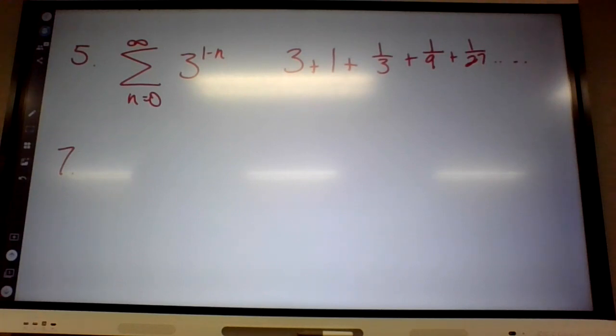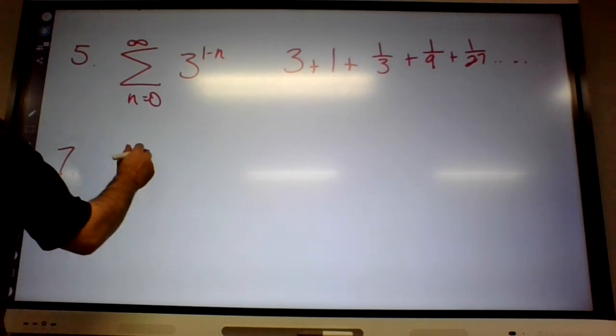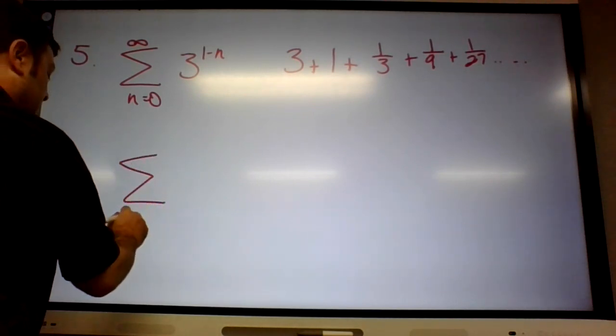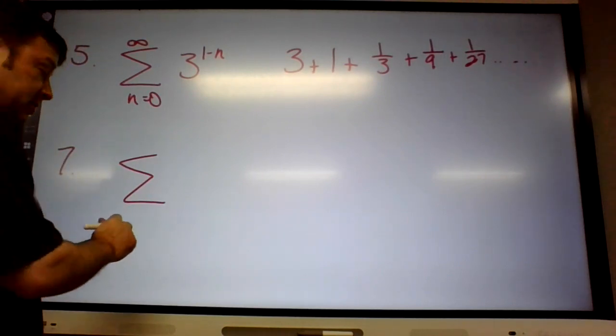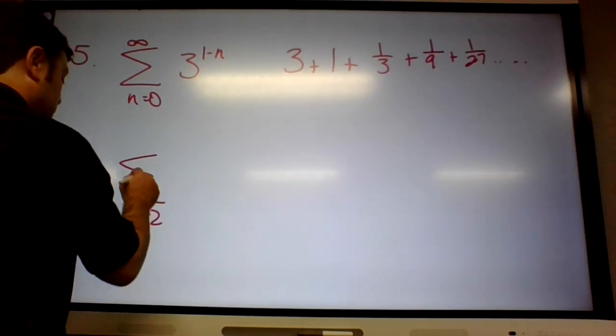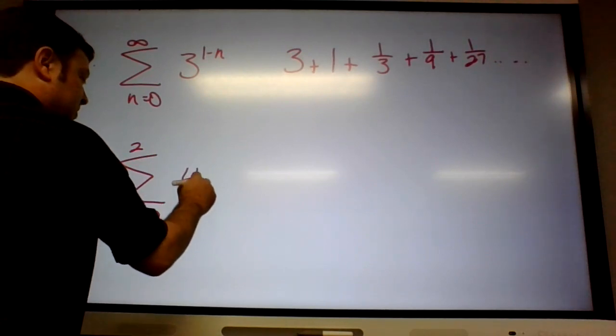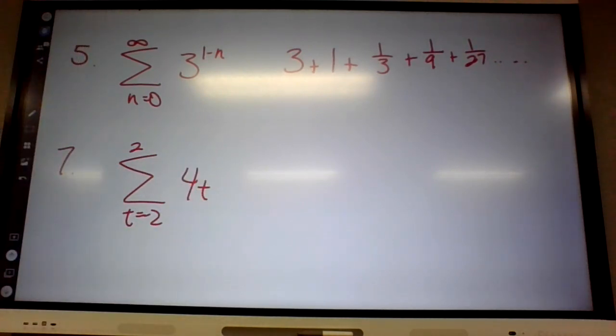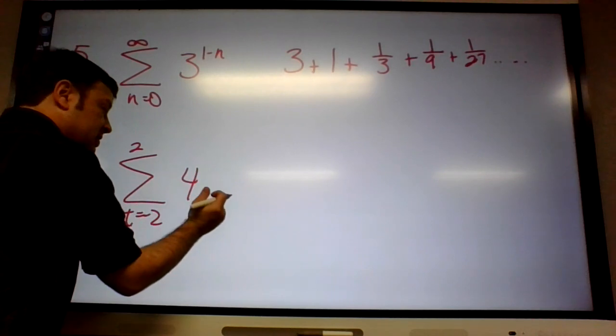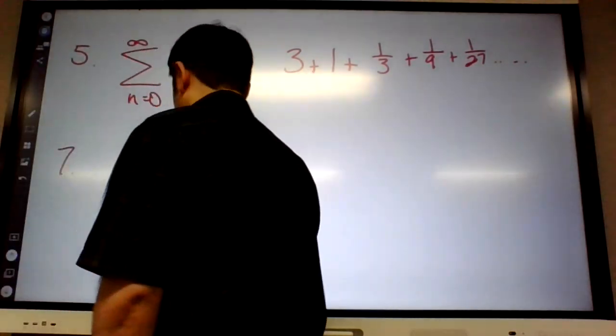Okay, 7 is going from negative 2 to 2. So put a T. Yeah, T. Four T. No, 4 to the T. All right.